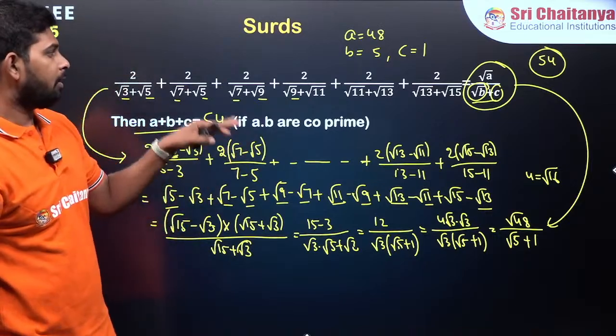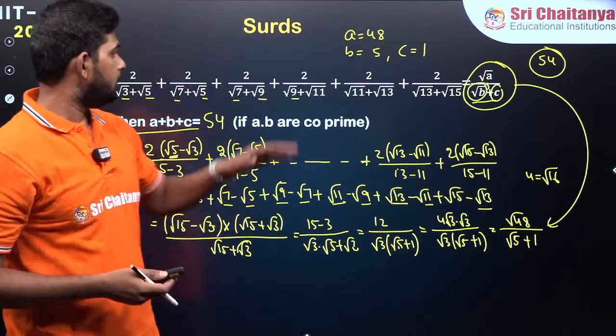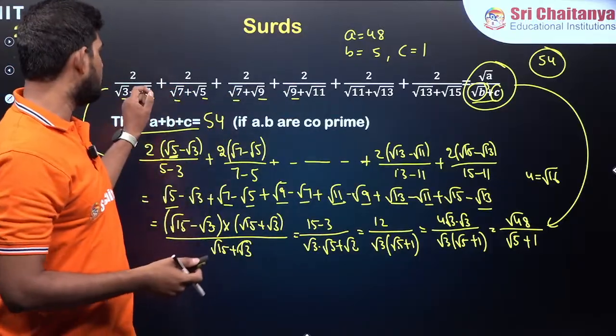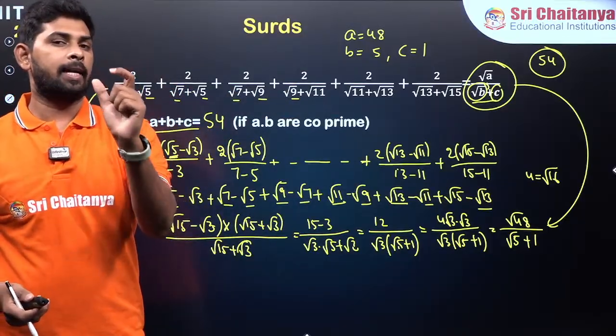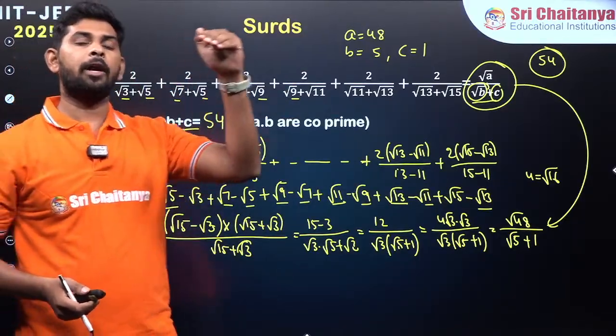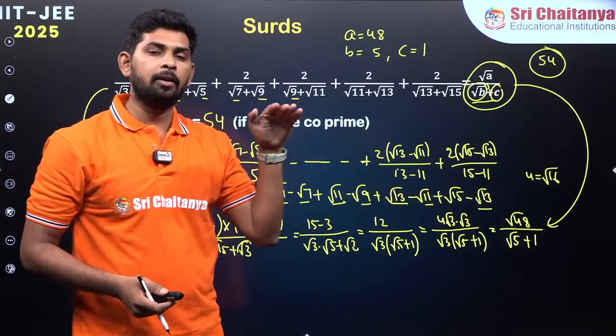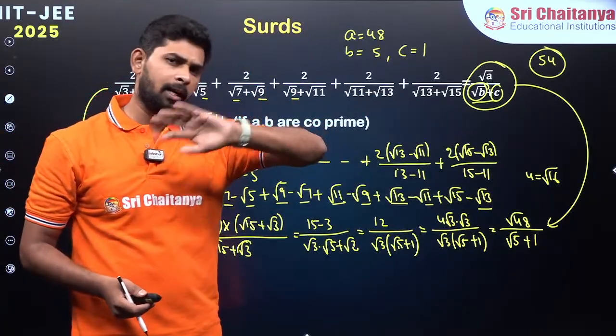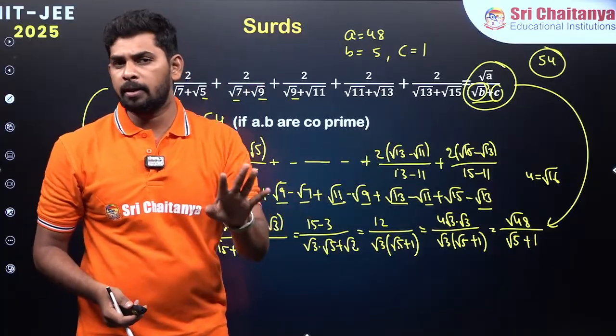So in that way, if there is any sequence like this, you just need to remember how to take rationalizing, so that all the terms are going to be in the numerator, and then you can add them, and some of the terms are going to get cancelled. Definitely there will be a pattern in any of these questions.